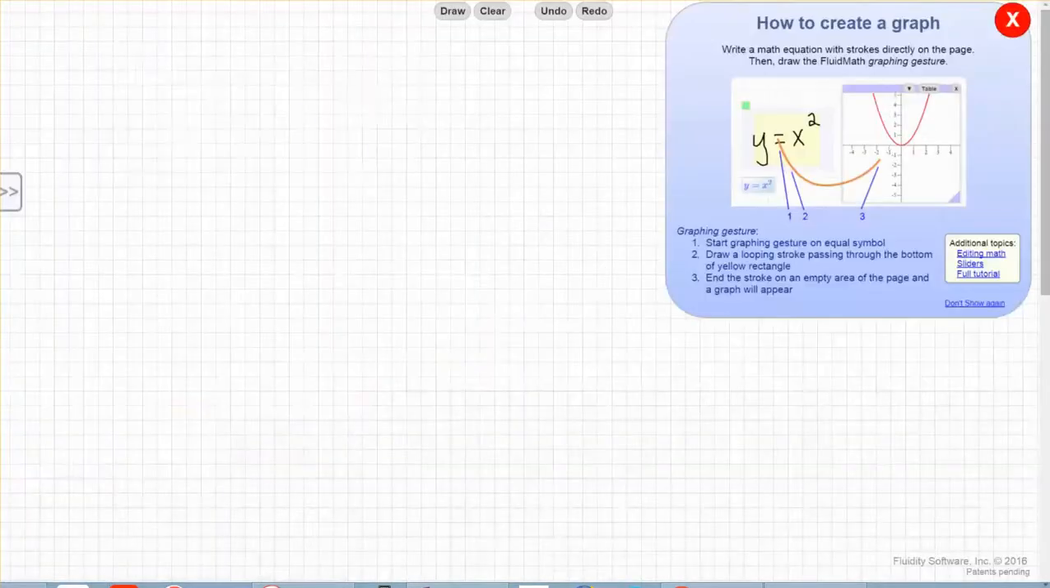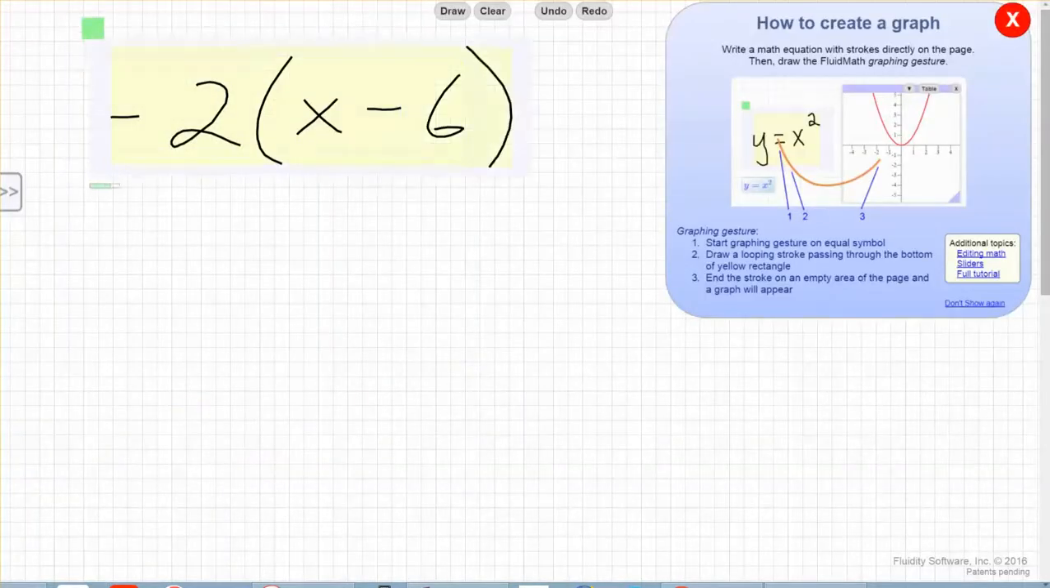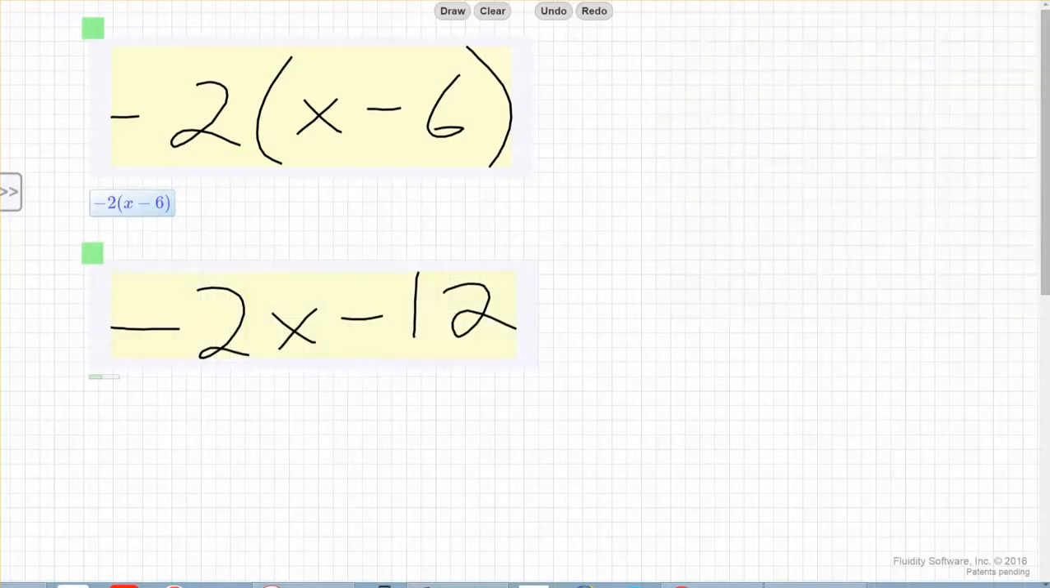Minus 2 times x minus 6. And I had written minus 2x minus 12. And if I change that to be correct, it'll match.